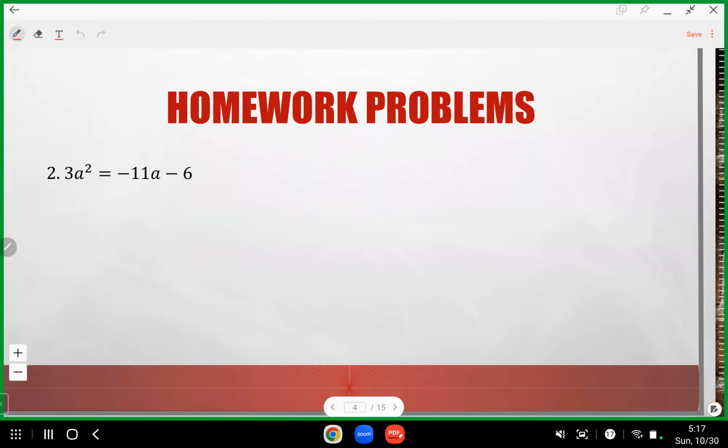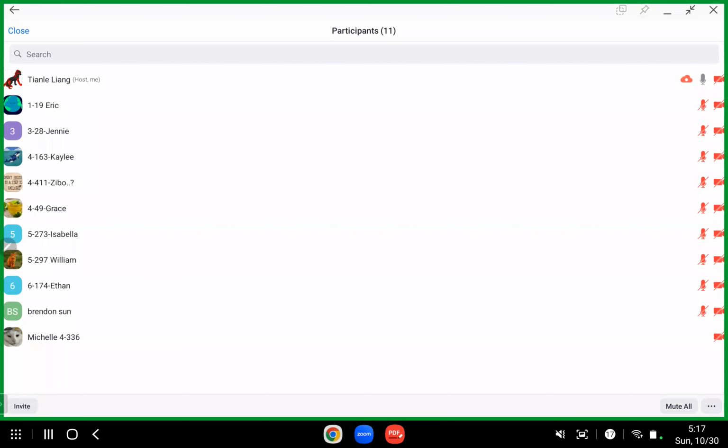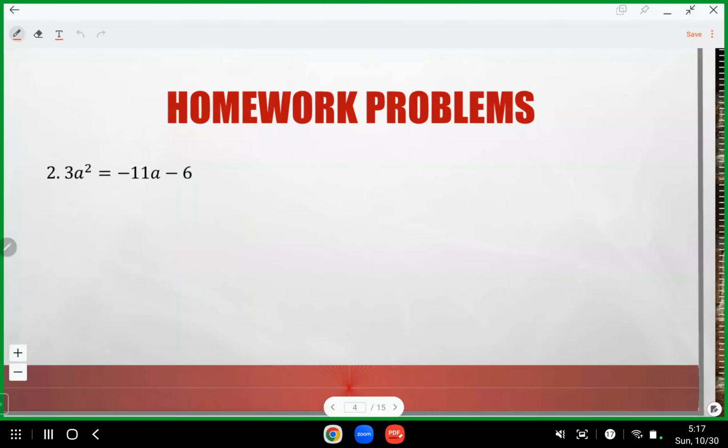All right, so let's go over this one real quick. For this one, I'm going to call up a volunteer. Who wants to volunteer to help us solve this? Okay, William. How did you do it, William? First, let me move everything to the other side. So plus 11a plus 6. Now, I used the quadratic formula for this.